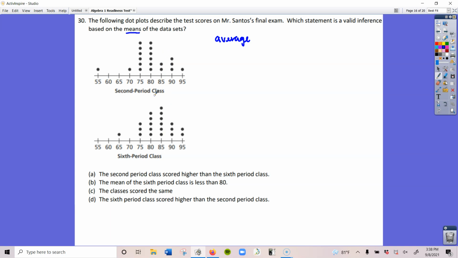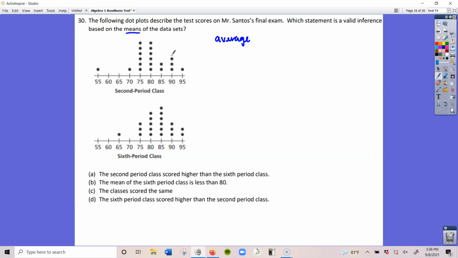The first one is for his second period class. And what this reads is that one person got a score of 55. Another person got a score of 70. 6 people got a score of 80, 75 and 80. 2 people got a score of 85, like that.